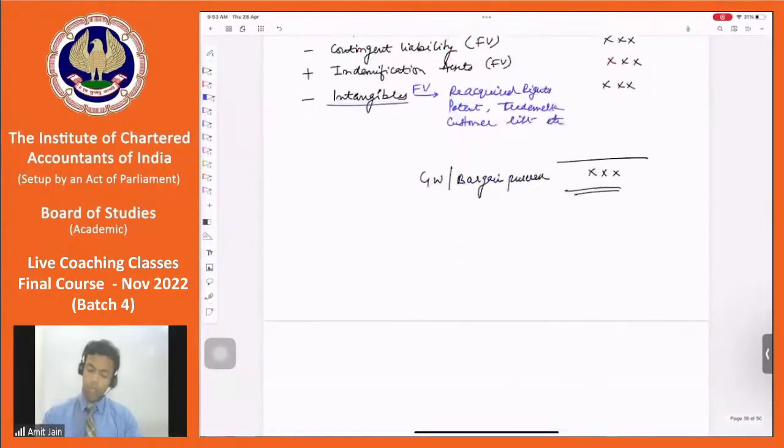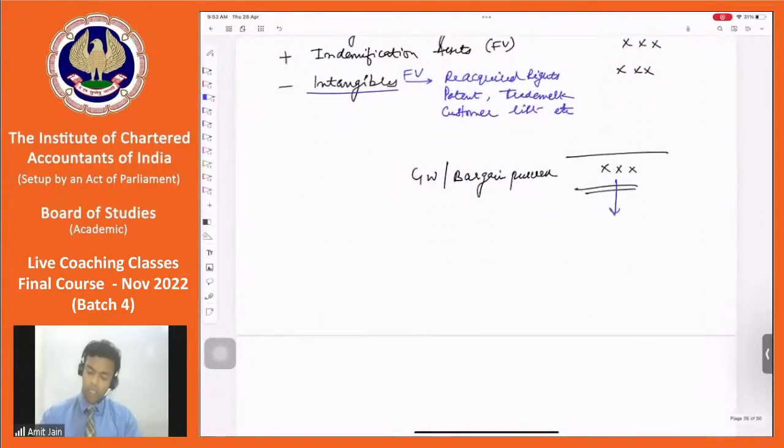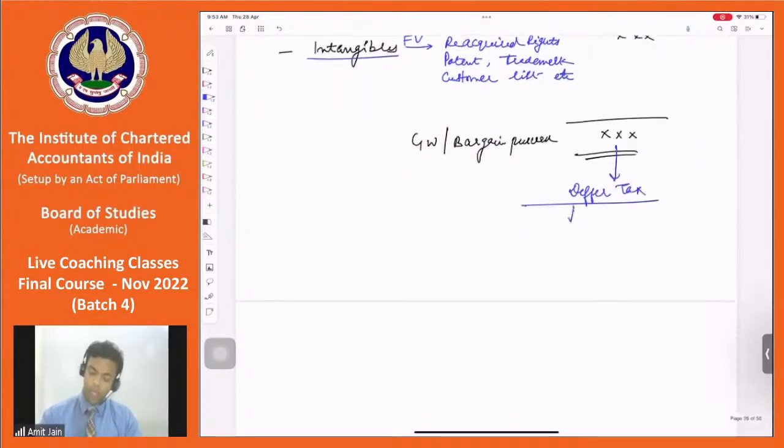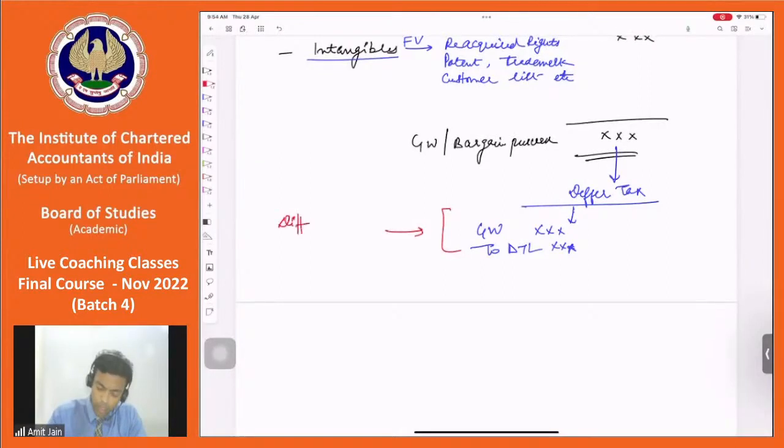And then on this goodwill, we need to compute deferred tax. Deferred tax, right? What will be the entry? Goodwill debit to DTL. Right? This will be an impact because of difference between book value and fair value of assets and liabilities acquired.